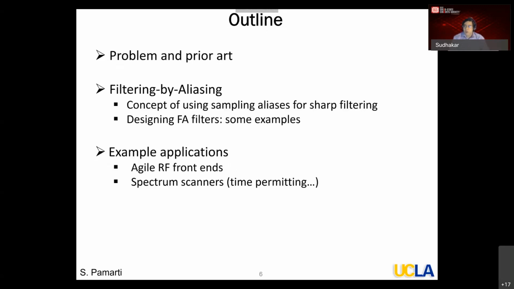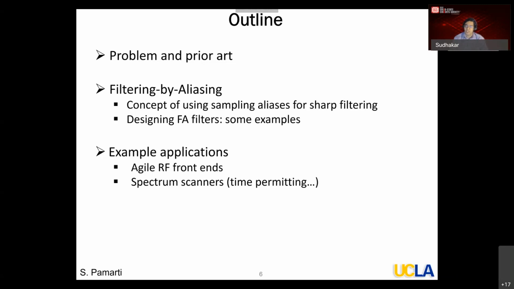Okay, so now let me give you a brief outline. I will very briefly talk about the problem in RF front ends. Then I will introduce the particular time varying approach that I'm going to discuss today, which is filtering by aliasing. It's somewhat of an interesting name and needs some explanation, so I'm going to go into the details of that thing. The main idea is to use sampling aliases to help sharp filtering. That is somewhat unconventional, so I'll spend some time talking about that thing. I will show how we can use this idea to design fairly sharp filters.